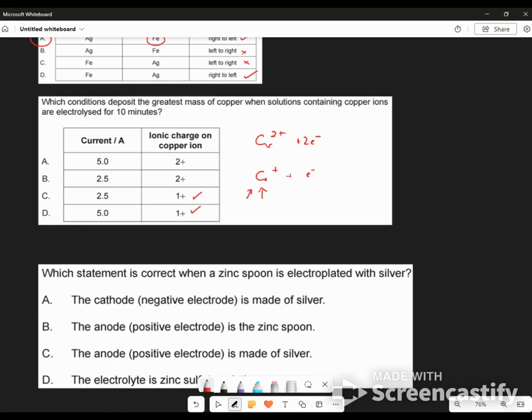All right. And obviously, if the current is higher, you get more electrons flowing. So it must be D there. All right. And I think this is our last one.